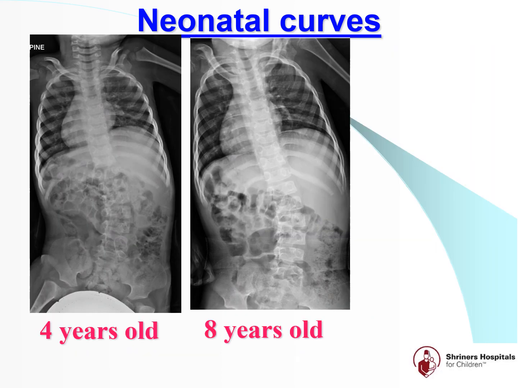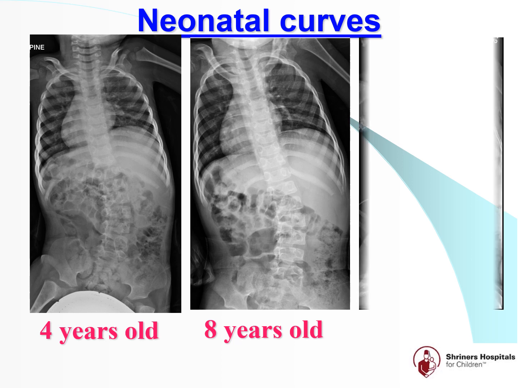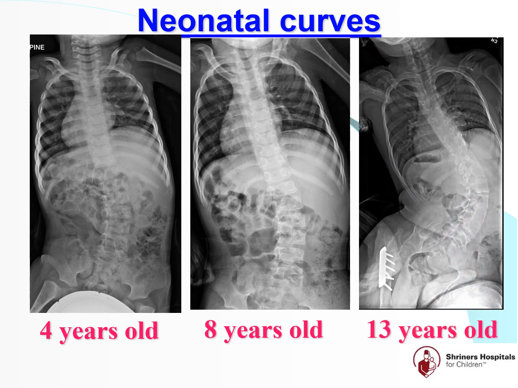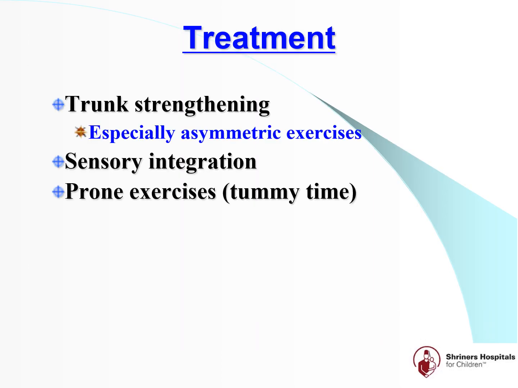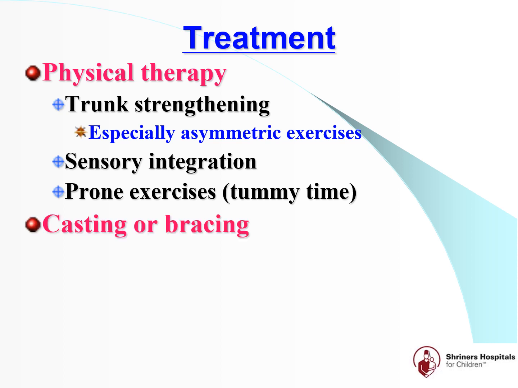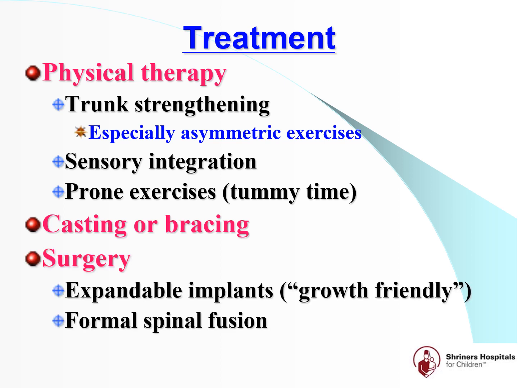Here is the boy from the previous slide. His curves stayed stable until he reached puberty, then progressed to the point that he needed a spine fusion. Treatment options for scoliosis in arthrogryposis include physical therapy to strengthen the spine and keep it flexible, casting or bracing the spine to diminish the curve or just prevent it from progressing, and surgery. In growing children, we use an expandable implant to keep up with their growth, whereas in the skeletally mature patients, a formal spine fusion is performed.